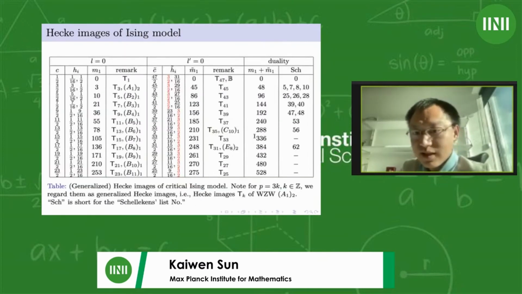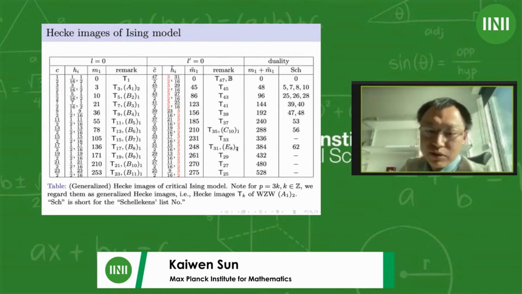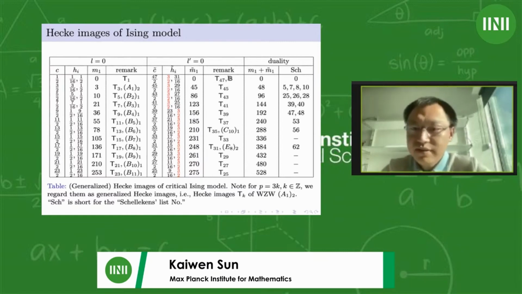So if you apply the Hecke operators on this Ising model, you will get this kind of table. These are the Hecke operators T1, T3, T5, and what we found is that we can realize these Hecke images as WZW model characters. For example, many Hecke images can be interpreted as WZW model characters, and here you can even find some very complicated WZW models. Even here, these are the so-called characters of the baby monster VOA. And you can find that pairs of these Hecke images will give you the holomorphic c=24 CFTs in the Schellekens list. So these are the numbers in the Schellekens list.